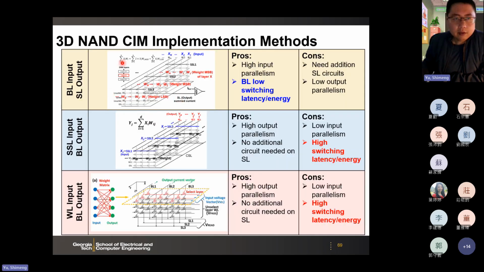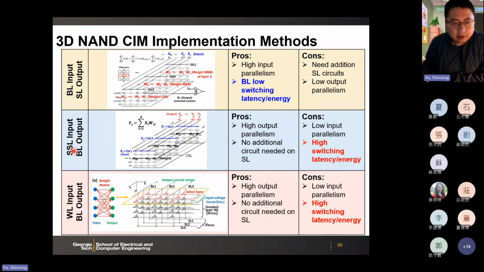So for 3D NAND, there are many ways to use it as computing memory, depending on the input and output direction. One way is to have the input to the bit lines and the output from the source line. Normally in a 3D NAND block, you have a very large number of bit lines, let's say 10,000 or even 20,000 bit lines in parallel. So you can have high input parallelism. But the tricky part is that we have to redesign the 3D NAND peripheral circuits, because in 3D NAND, after the source line, there are no peripheral circuits. In this case, we have to add the ADC to the source line.